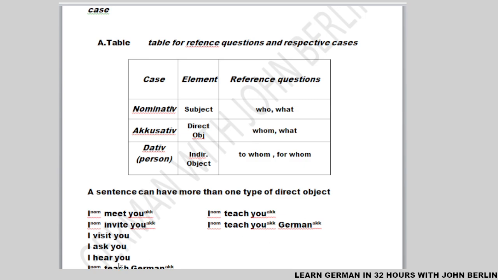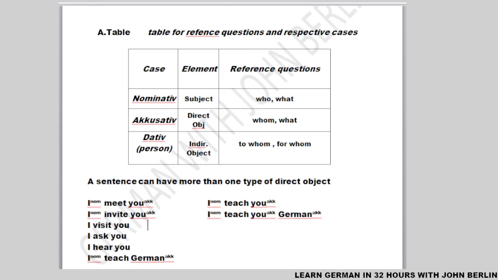But the verb teach can also work with a person, it can also work with a thing. Yes, so sometimes, depending on the verb, a sentence can have more than one direct object. No problem. Okay, moving forward, let's make another sentence.